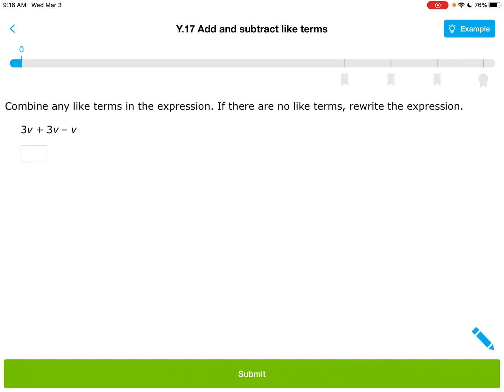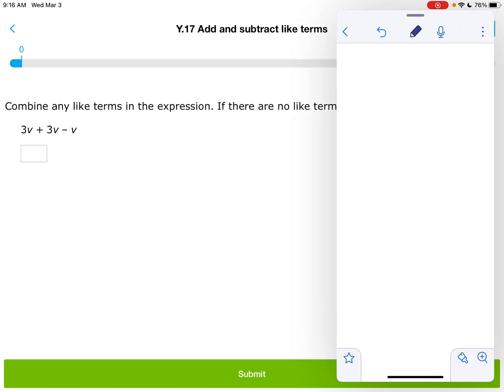Hi 6th graders, today we are going to work on our IXL for 5.3. This IXL is Y.17. We need to add and subtract like terms. So we need to combine any like terms in the expression. If there are no like terms, then we just rewrite the expression how they gave it to us.